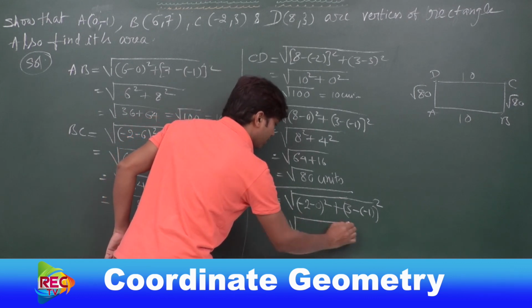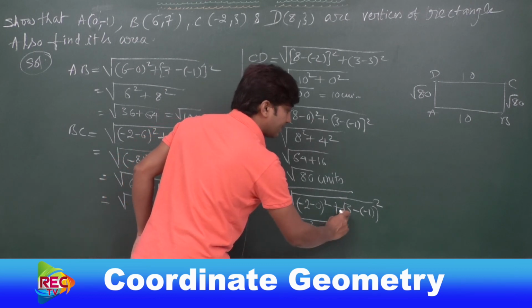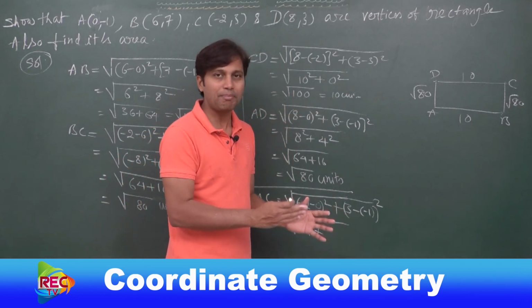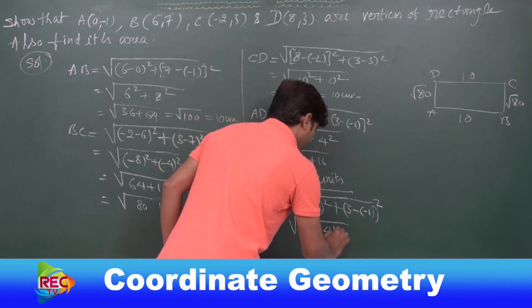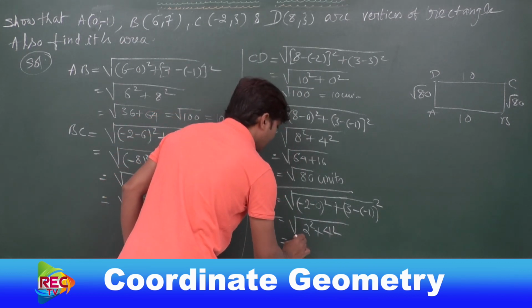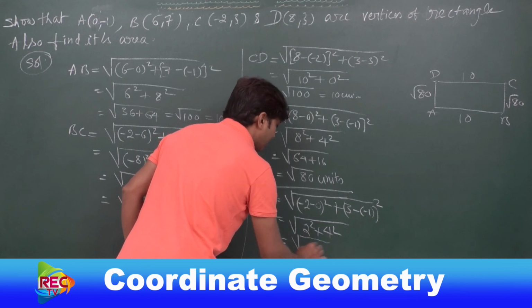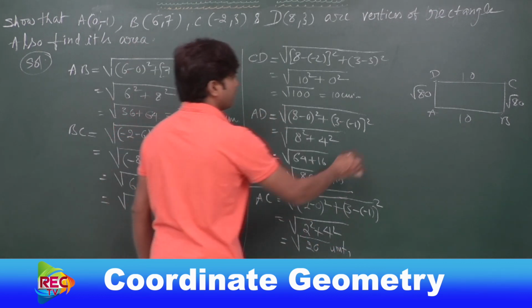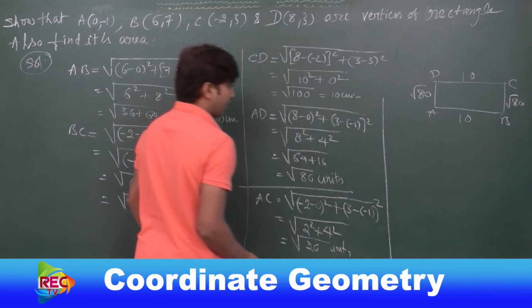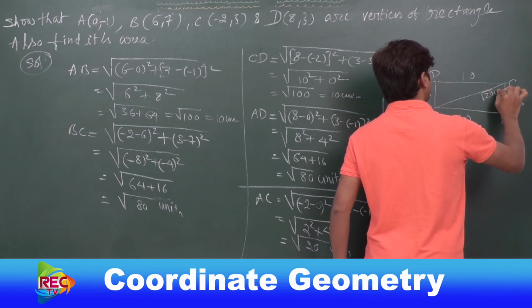This would be minus 2 square, that is 2 square only. And 3 minus of minus 1 would be 3 plus 1, which is 4, that is 4 square. So 2 square is 4 and 4 square is 16. 16 plus 4 is 20. So you got the length of AC as square root 20 units.